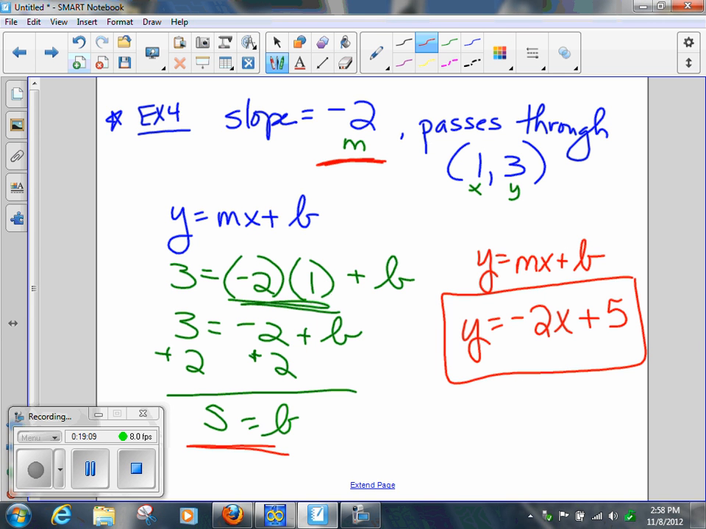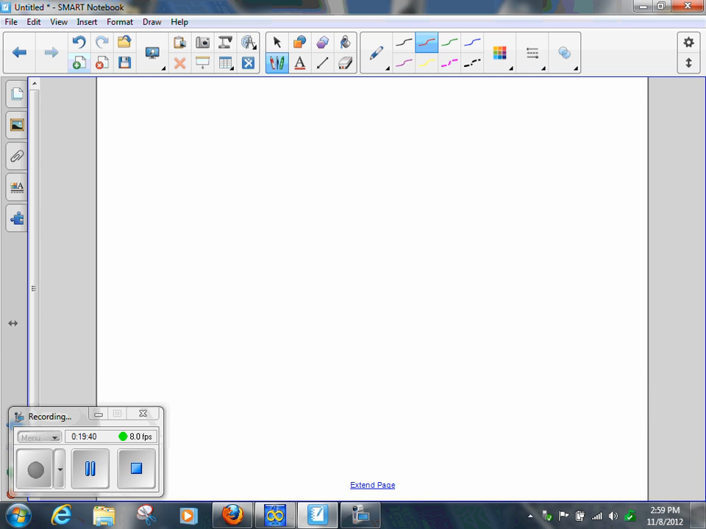Check it out by plugging in the x and the y. If I put my numbers in correctly, I would have my left side equal to my right side, right? I could put my x, y ordered pair into my new equation, and my left side would be equal to my right side. Very good. All right, let's look at another one.